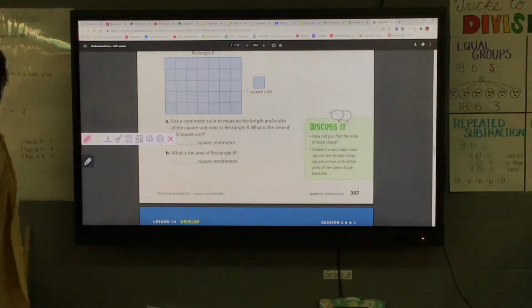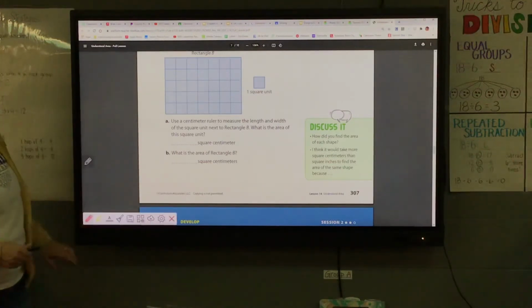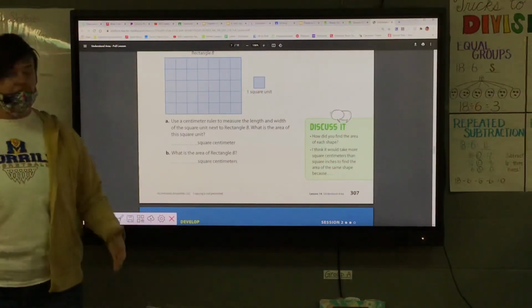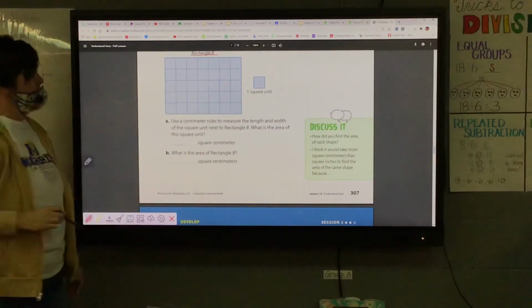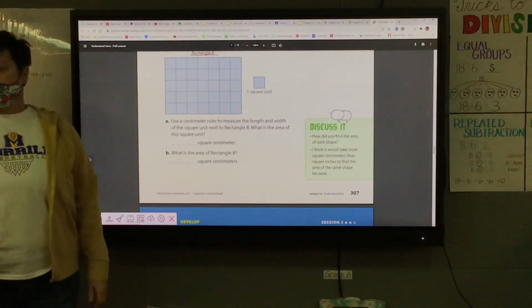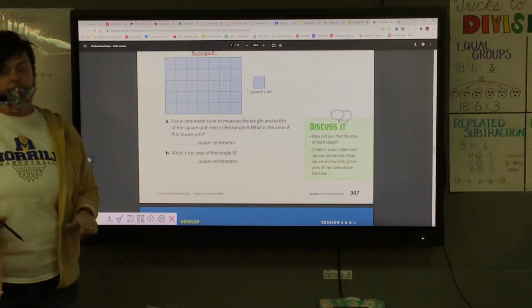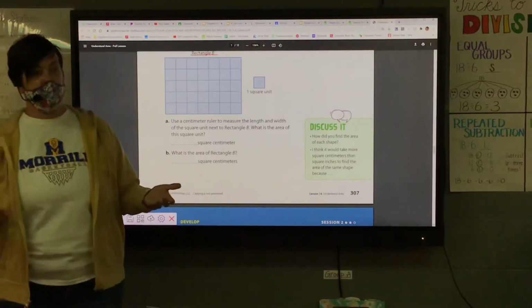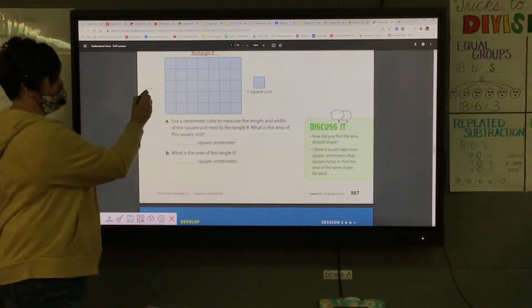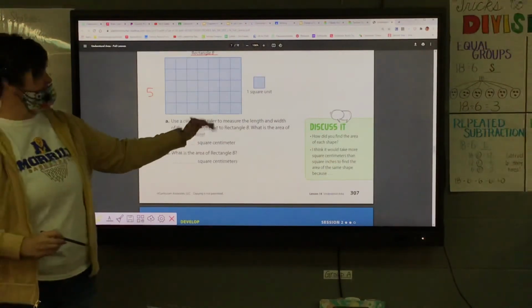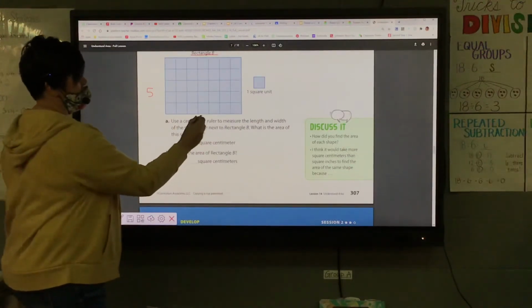Now, let's look at part B. What is the area of rectangle B? So we're looking at the whole thing now. Could we count every single square? Or could we think of it as an array? Yep. How many rows are there? 5. How many are in each row? 7. 1, 2, 3, 4, 5, 6, 7.